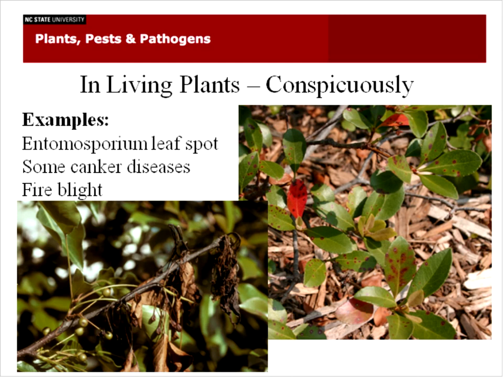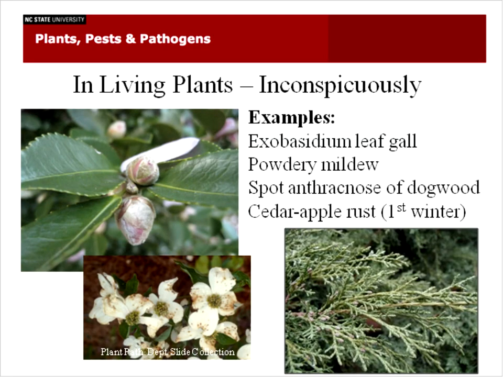All right, pathogens can also spend the winter on living plants, either conspicuously or inconspicuously. Some of the conspicuous ones are Entomosporium leaf spot, which you've probably seen on India hawthorn in the cooler months. Some canker diseases have obvious cankers on stems during the entire year. And fire blight: if those dead shoots and cankers have not been pruned out, that's a good way for the fire blight organism to survive the winter.